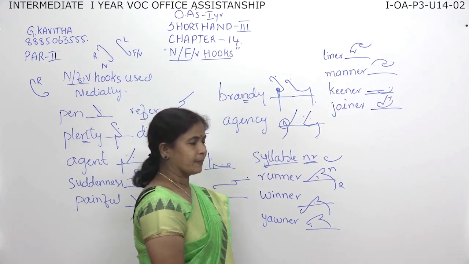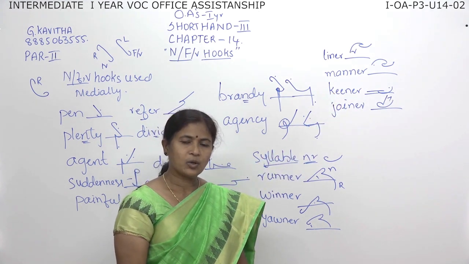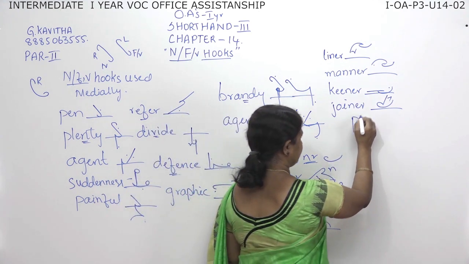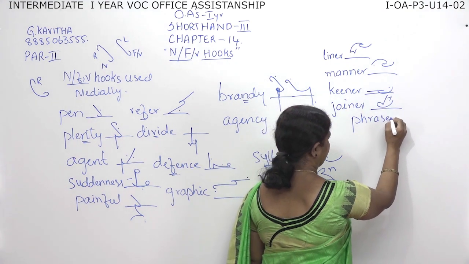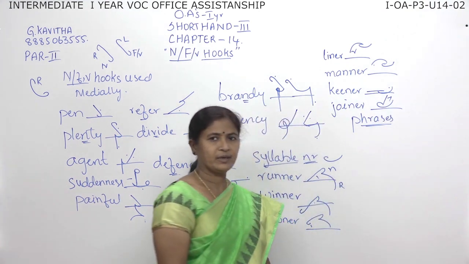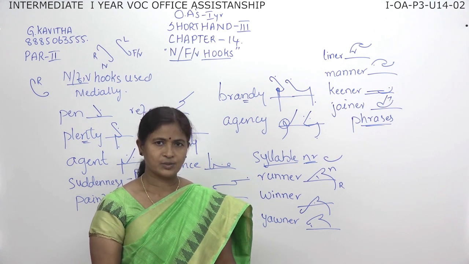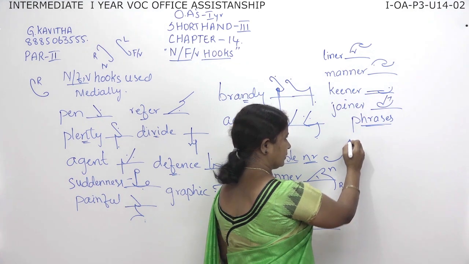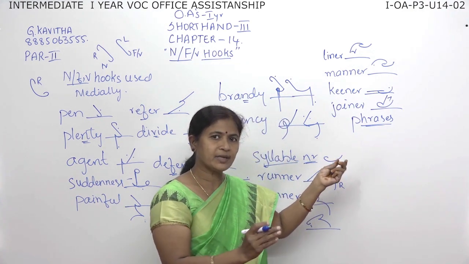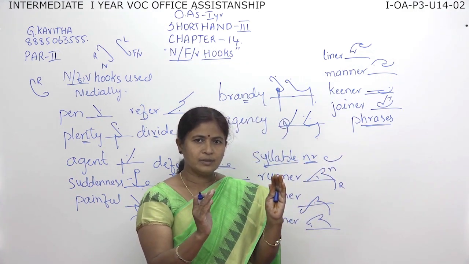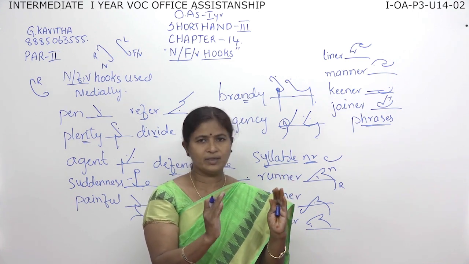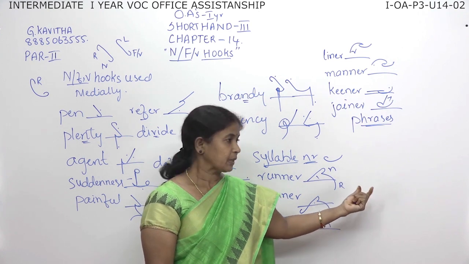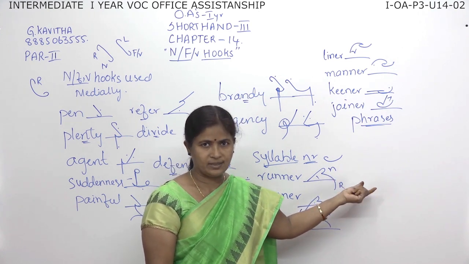Okay. Now, N and F or V hooks are also used in phrases. Or phraseography. N and F or V hooks are used in phraseography. How? Suppose if we write, now what is a phrase? Joining of two or more strokes together is called a phrase. Now, how do we join enok in a phrase? If we join it, what sound does it give?